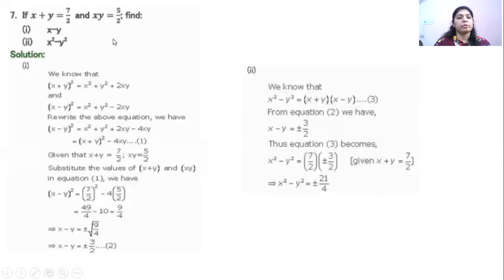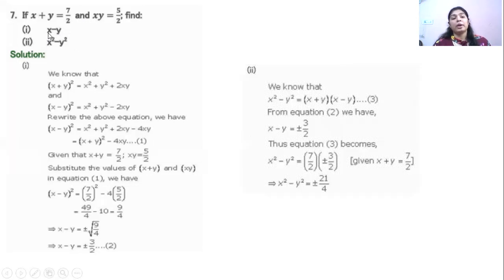Now come to question number 7. The value of x plus y is given to us. The value of the product is given to us. We have to find out x minus y first, and in the second part, x square minus y square. We all know the identity A square minus B square is (A minus B) into (A plus B). A plus B is given to us. We have to find out A minus B. Then we can just multiply to get the value of the second part.